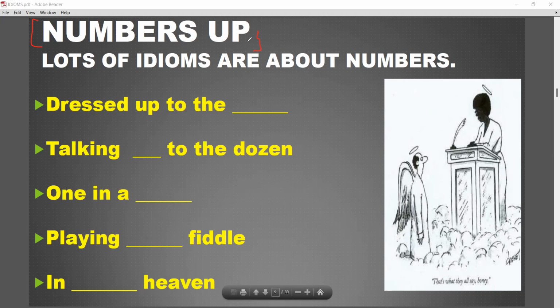For example, when the plane started to shake, I just thought, okay, my number was up. That is, I am on the road to die now. So that's "number's up."